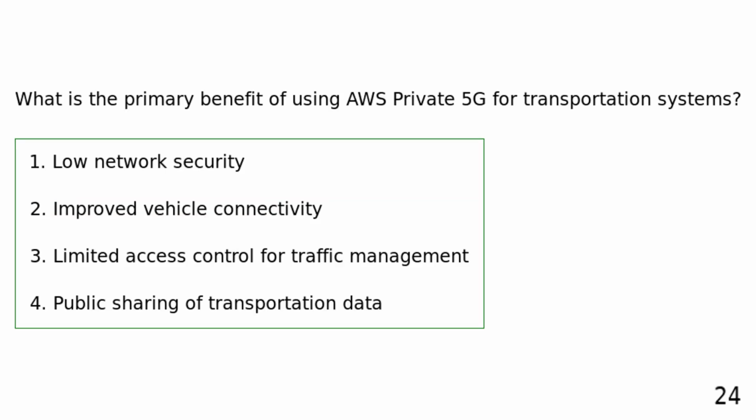What is the primary benefit of using AWS Private 5G for transportation systems? Low network security. Improved vehicle connectivity. Limited access control for traffic management. Public sharing of transportation data.